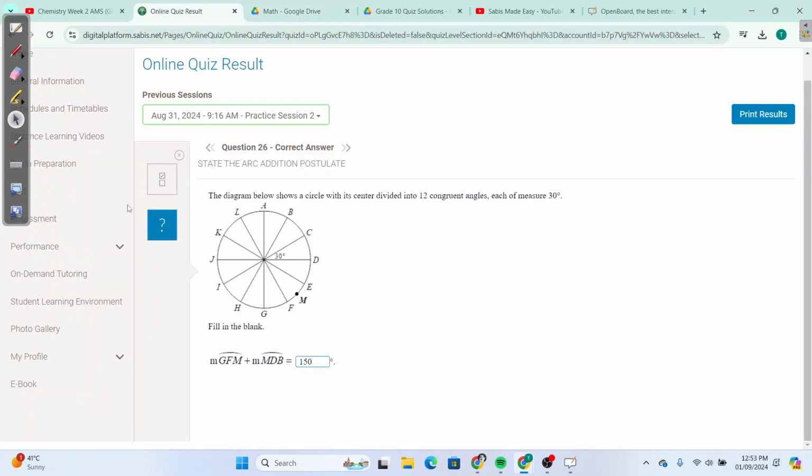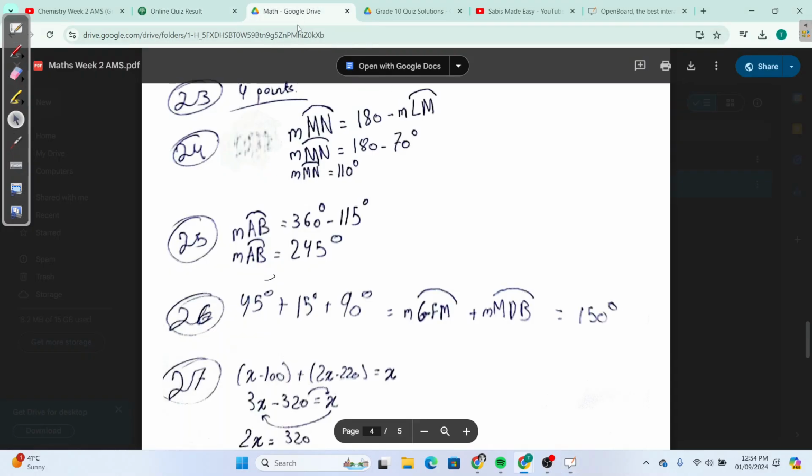Okay, so you start from G. Now you know each one is 30 because it's 12 congruent angles and each angle is 30. So GFM: GF is 30 and then FM is 15. So 30 plus 15 would be 45. 45, that's our first part.